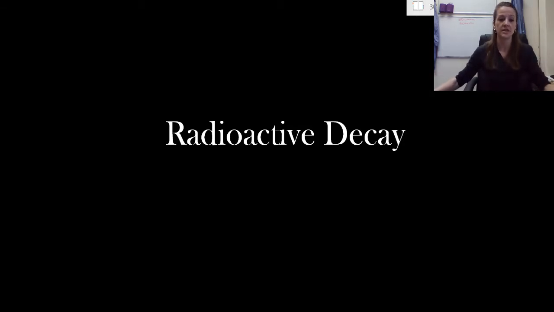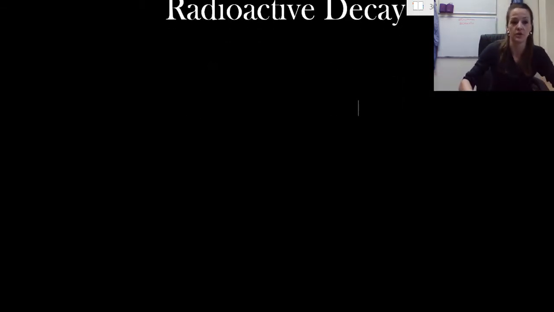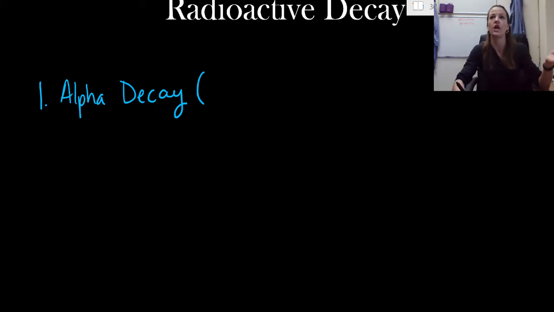So let's start off with the easiest, which is an alpha decay reaction. Number one, alpha decay. When we say we have an alpha decay reaction, or an element has undergone alpha decay, what that means is it creates an alpha particle as a product.